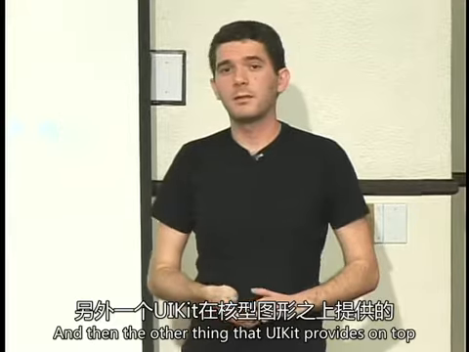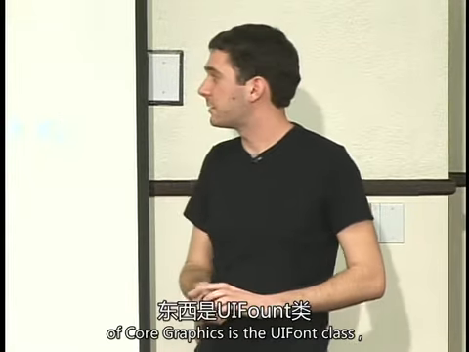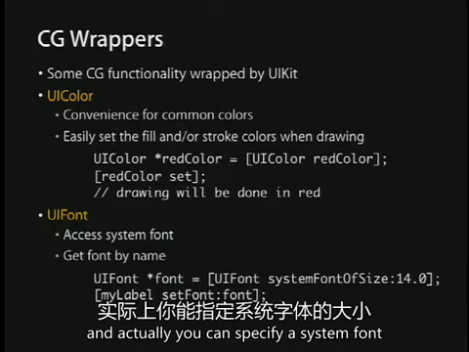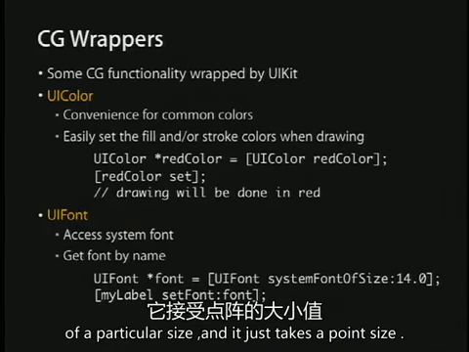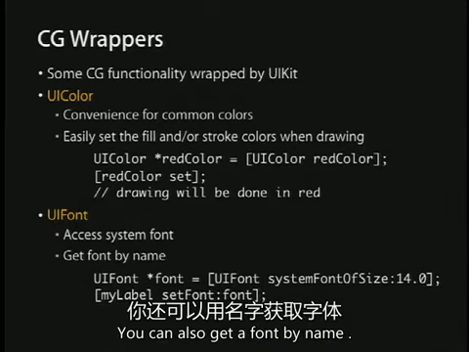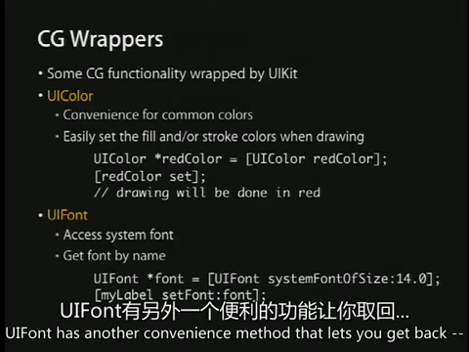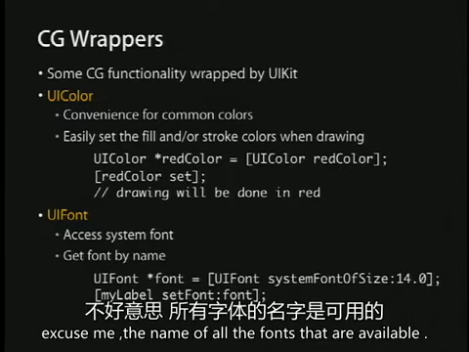And then the other thing that UIKit provides on top of Core Graphics is the UIFont class, which gives you access to a system font. There's a convenience method for that, system font. And actually, you can specify a system font of a particular size, and it just takes a point size. You can also get a font by name. There's actually a few fonts available on the system by default. UIFont has another convenience method that lets you get back the name of all the fonts that are available.